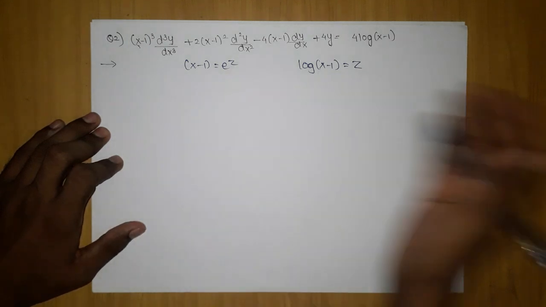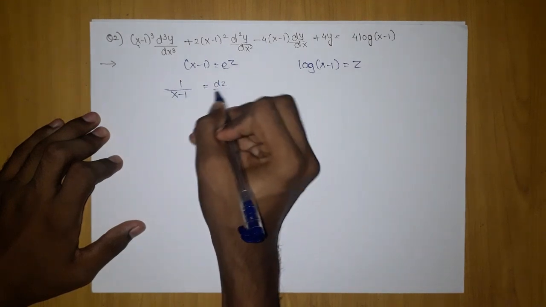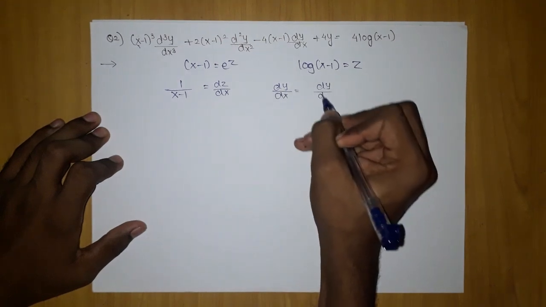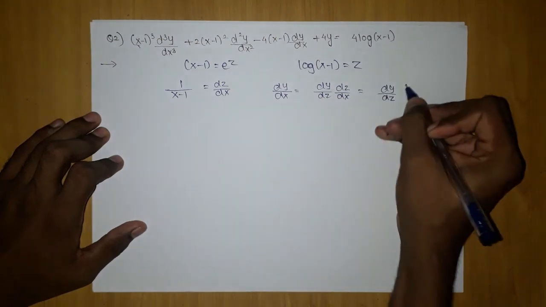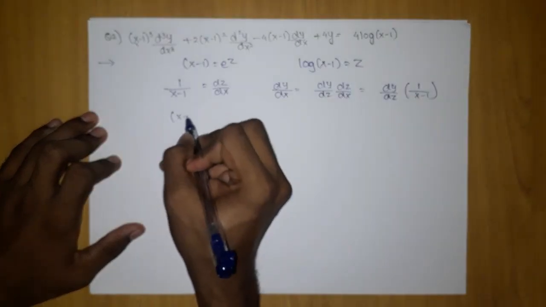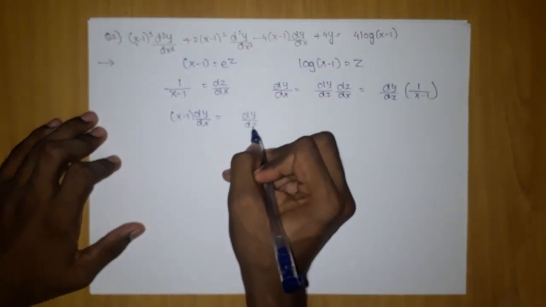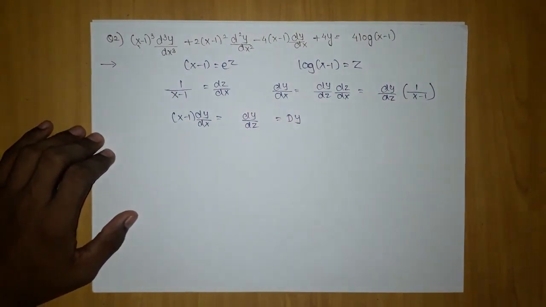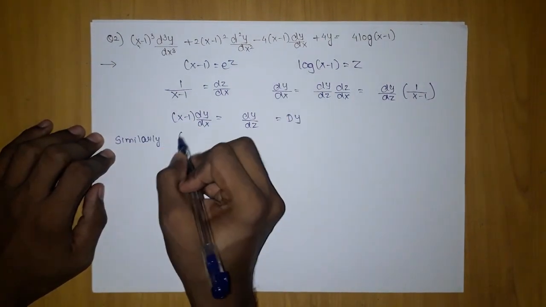If I differentiate this, dz by dx equals 1 by x minus 1. Now to get dy by dx, we are going to do dy by dz into dz by dx. I know the value of dz by dx, x minus 1, so I move this to that side. So I got x minus 1 into dy by dx as nothing but dy by dz. Agree? I got the value, which we call Dy. Similarly, we can say x minus 1.